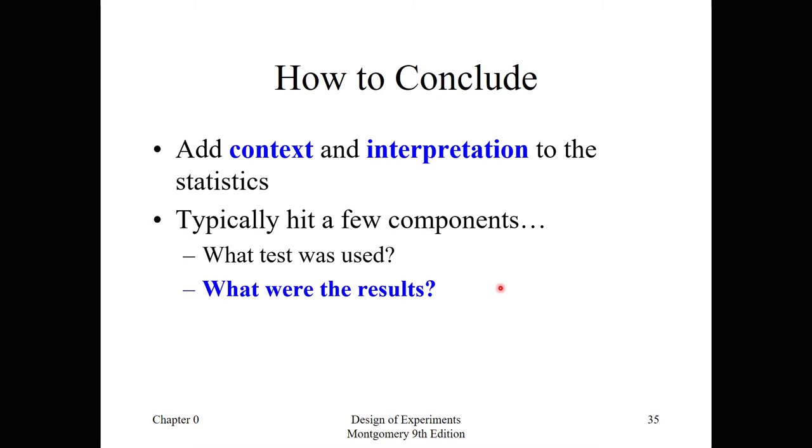Now, I will say what the results were. This component changes with every analysis. In a t-test, I'll tell you what the t-statistic was, the test statistic. In a chi-squared test, I'll tell you what the chi-squared statistic was. In a correlation, I'll tell you what the correlation was. So this is going to change with every test we use.